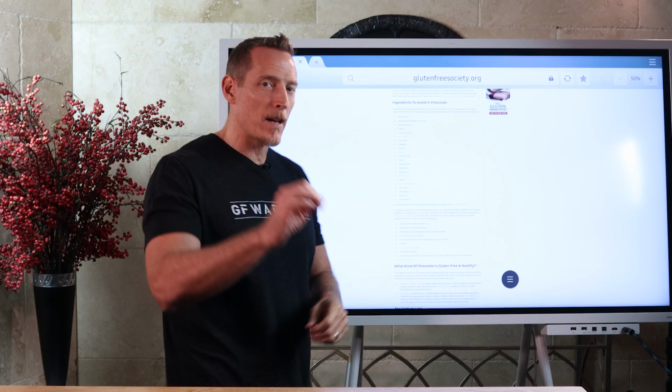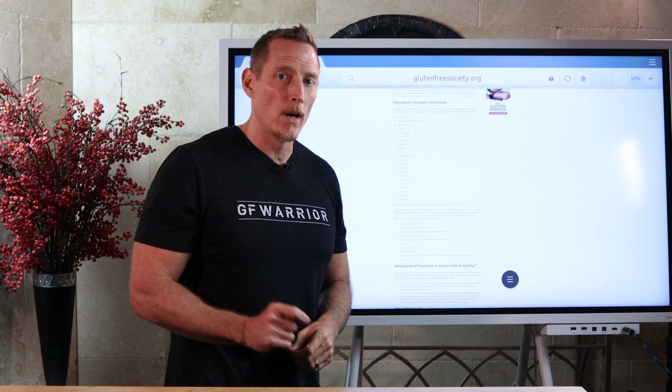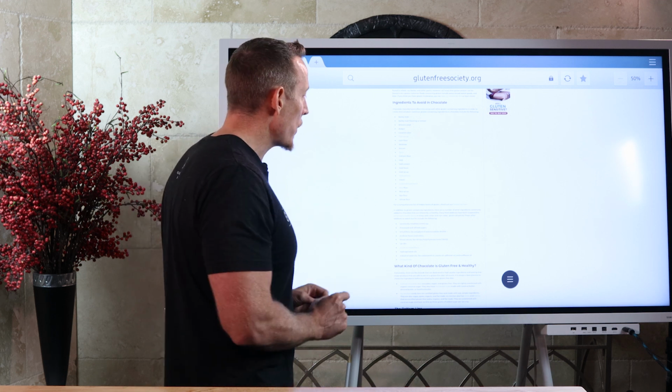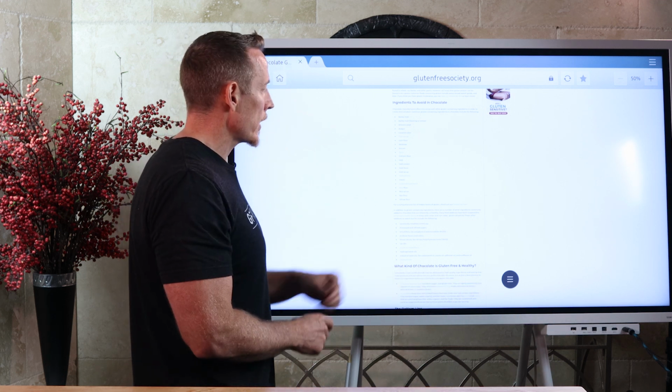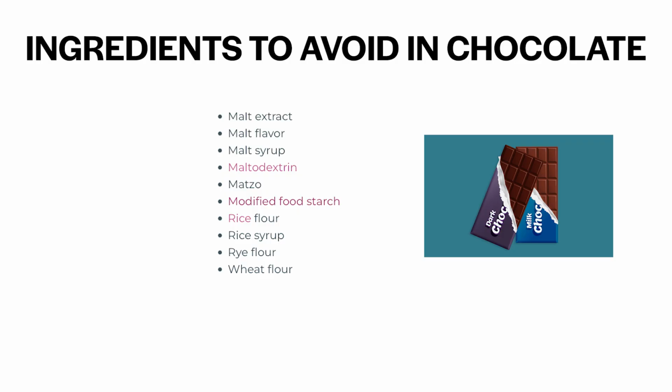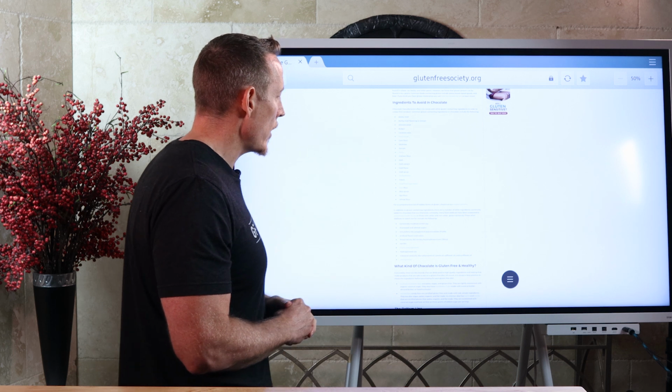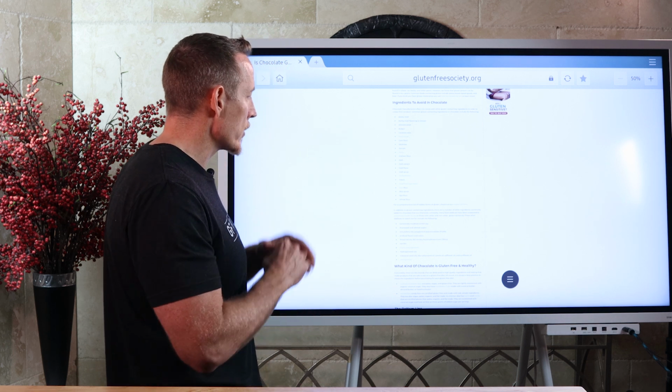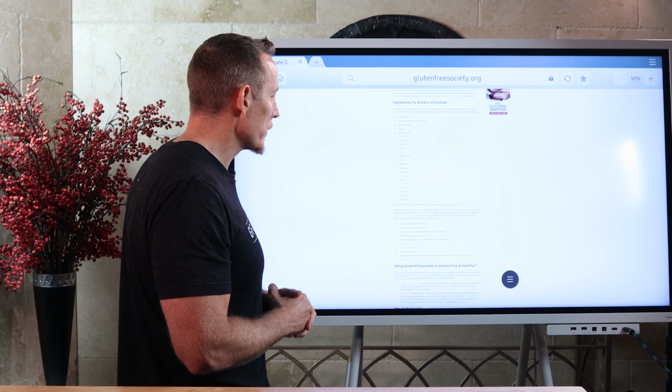I think you get the picture. Keyword, if you see M-A-L-T, malt, in the ingredients on a chocolate bar, put it back if you're trying to stay gluten-free. Then we've got maltodextrin, which is not malt from barley, but maltodextrin is a sugar oftentimes also derived from grains. And then we also got matzo, as well as modified food starch, rice flour, rice syrup, rye flour, and wheat flour. So these terms, if you find them on the ingredient label of your chocolate, then put it back on the shelf. Ideally, avoid it altogether.